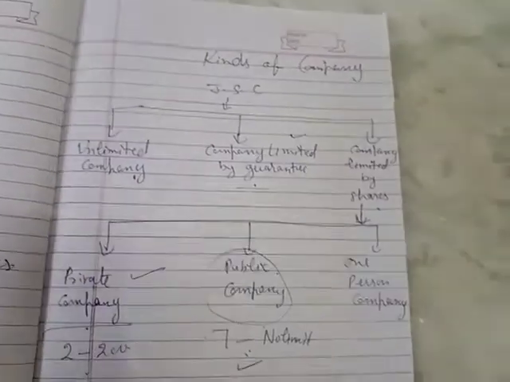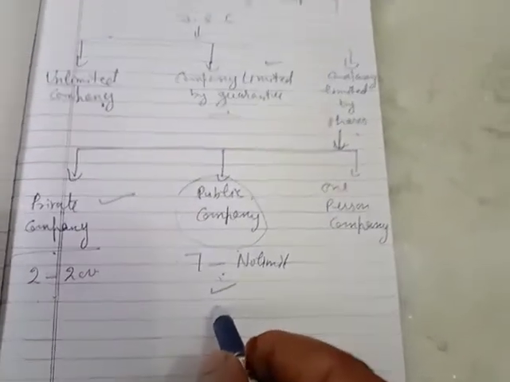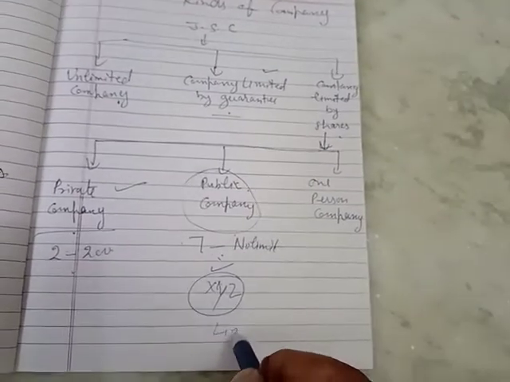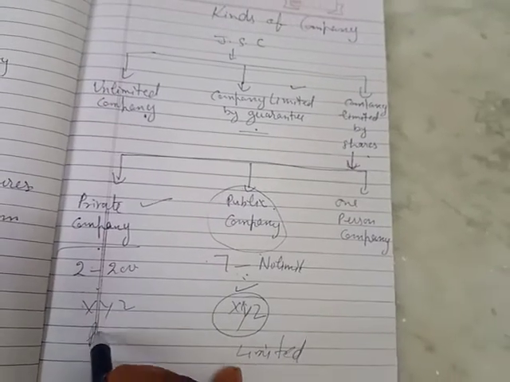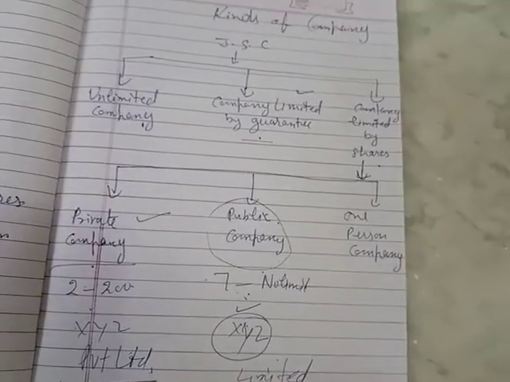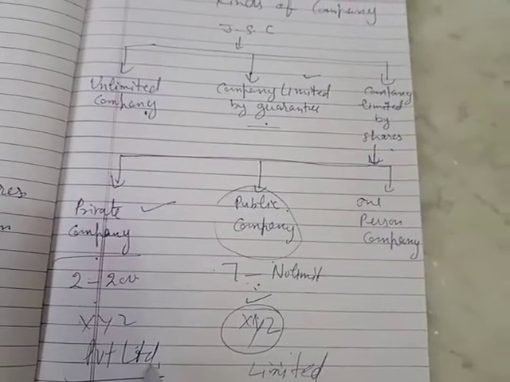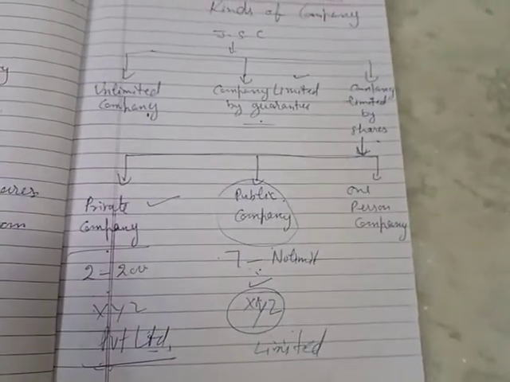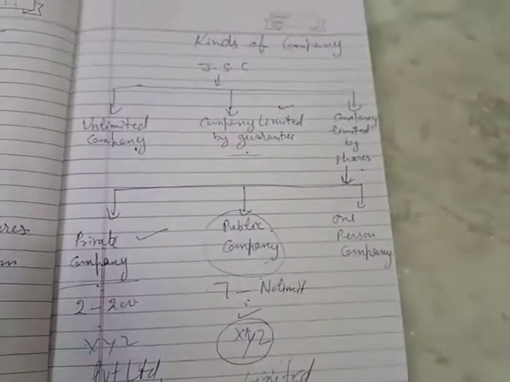Then the word limited is put with the name of the company. Like if XYZ is the company name, then XYZ Limited will be the company's name, and here XYZ Private Limited. The word limited is attached with a public company, and the word private limited is attached with the private company. So these are the differences you can make between the private company and the public company.